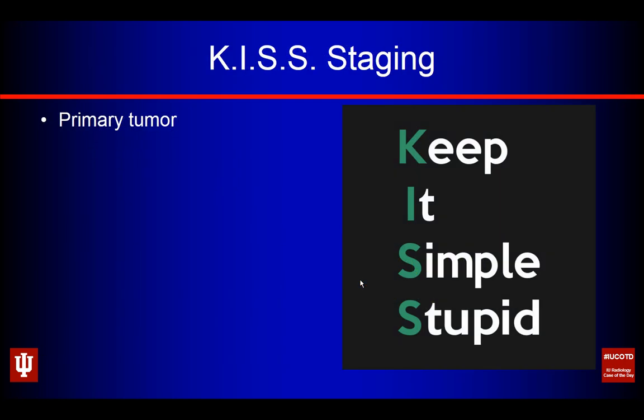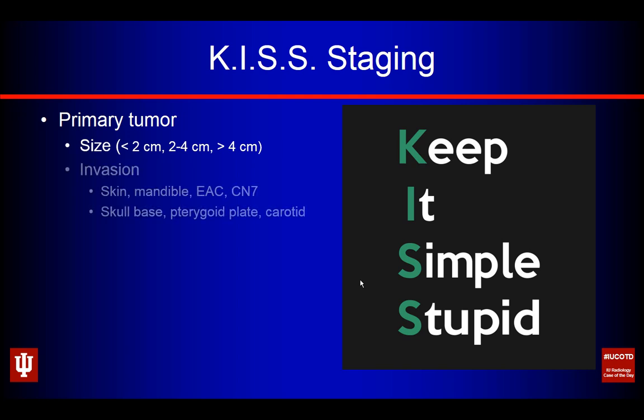So when it comes to staging, to sort of wrap this up, I like to keep it simple. I take the K.I.S.S. approach, keep it simple, stupid. So I look at the primary tumor. How big is it? Less than 2 centimeters, between 2 to 4 centimeters, or greater than 4 centimeters. What's it invading? Is it invading the skin, the mandible, the EAC, or cranial nerve 7? Or is it doing even worse stuff, like invading the skull base, the pterygoid plate, and the carotid?